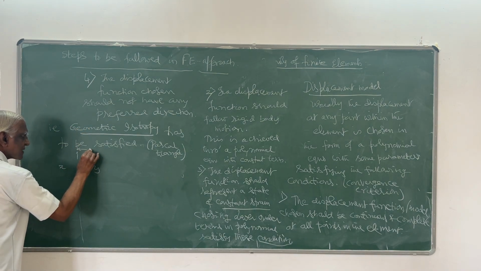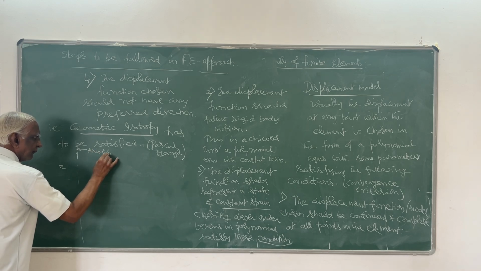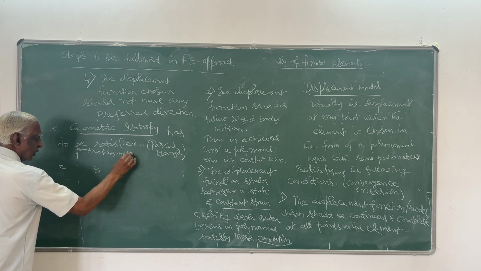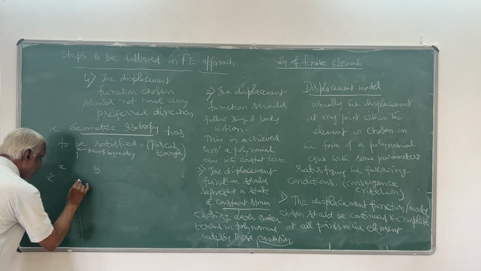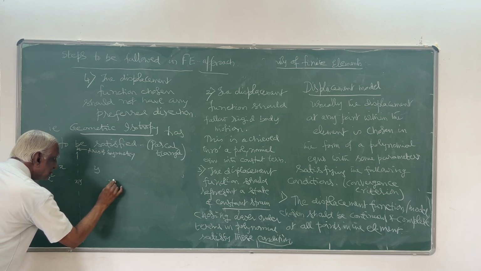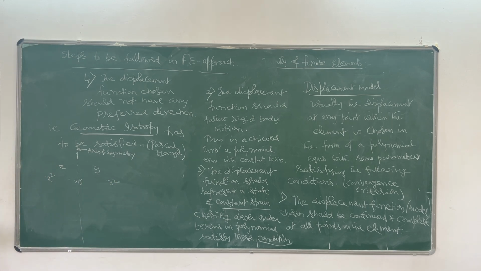This is the axis of symmetry. So for the other higher order terms, the second term is 1, then x, y, then x squared, xy, y squared. You have to choose the x squared term, y squared term, and xy term also. Then only it will be complete and continuous. You should not choose only x squared, or only y squared.